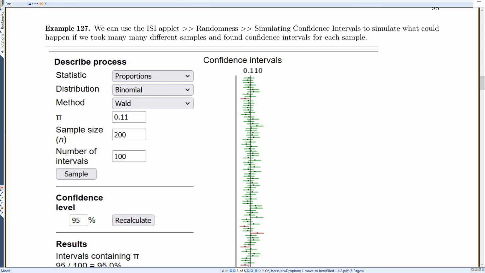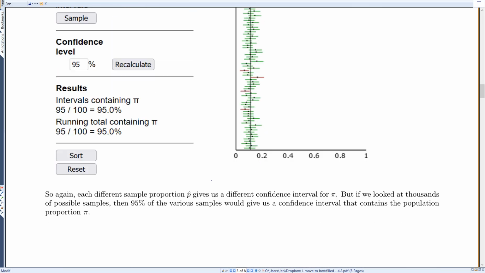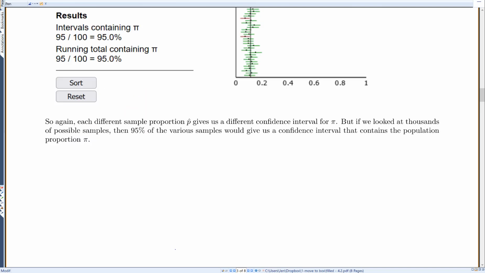So I put a screenshot in your notes for you. In this case, I actually happened to do 100 times and I got the 95% exactly. So again, every different sample proportion p hat gives us a different confidence interval for our population proportion pi. But if we look at thousands of possible samples, then about 95% of those samples would give us a confidence interval that contains the population proportion pi.